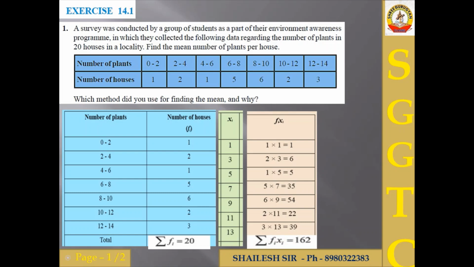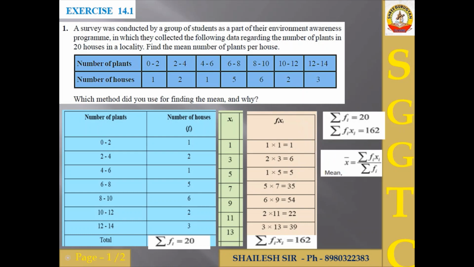Now I go to the first method, the direct method. Sigma fi means summation of frequency, and sigma fi xi is the summation of fi xi. Putting in the formula sigma fi xi by sigma fi, the value is 162 by 20. Yes, it is 8.1 plants, your answer. Yes, students, happily done. Now I go to next.